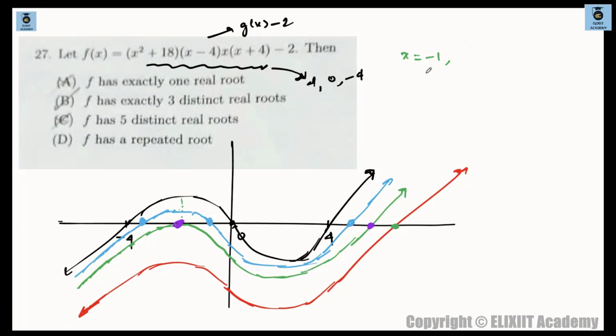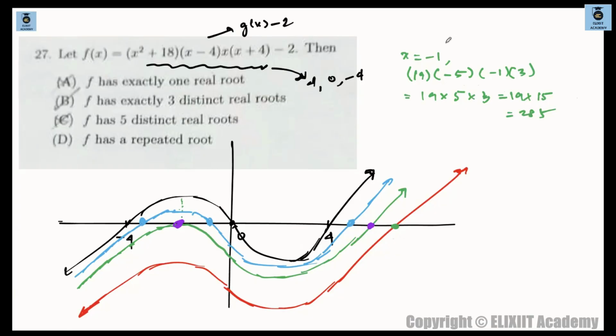So this will become 19 times of -5, and this becomes -1, and this becomes 3. So that's 19 times 5 times 3, so 19 times 15, which is 285. 19 times 15 is 285.